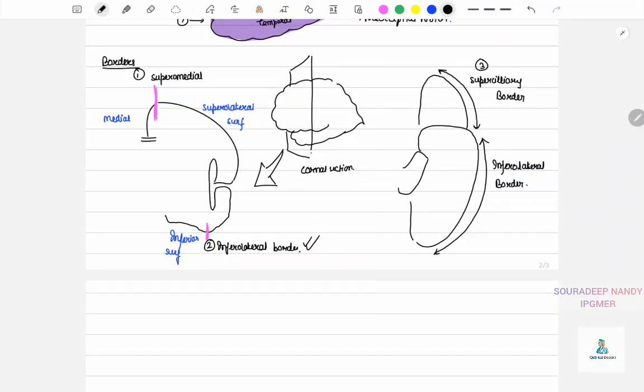Here you can also see that the border which separates the medial surface from the inferior surface is the medial border, but it is interrupted. So this medial border is called the medial orbital border and the medial occipital border. So the medial border is divided into two parts, orbital and occipital. So I think everything is clear right now.